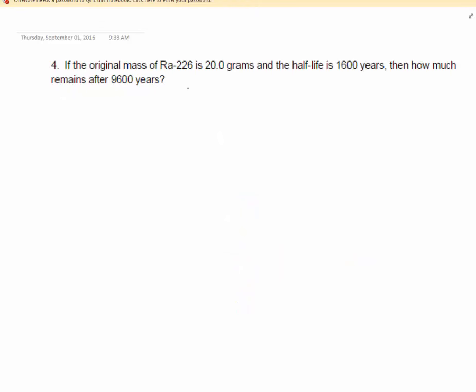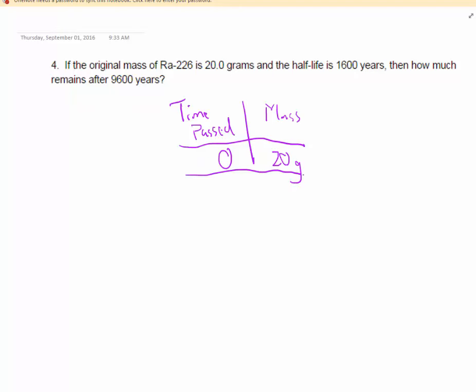Okay, number 4. So this is the same as the other 2, so we'll set up the same. So we want to look at time that's passed, and we want to compare that to mass of the isotope. So to begin with, always 0 time has passed, and we have our original mass, which is 20 grams. And so now we just need our half-lives to go by. So 1600 years is one half-life.